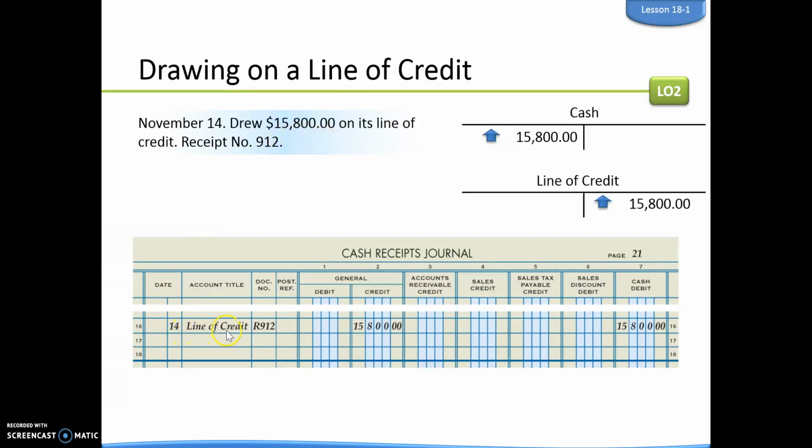And our account title is going to be line of credit. That's what's going to get credited. And then cash is going to be debited in this instance.